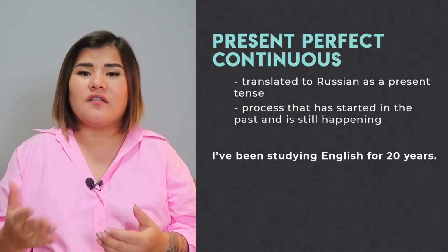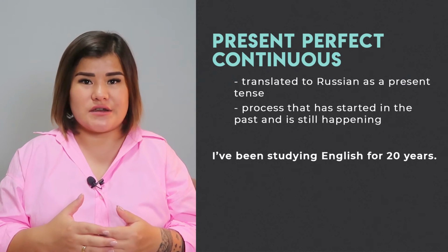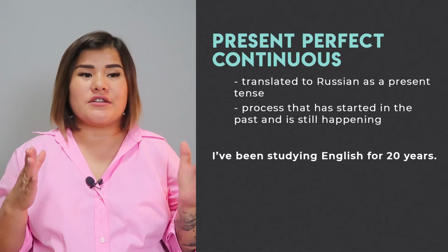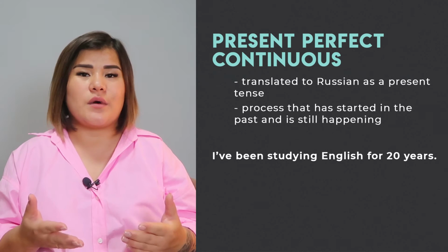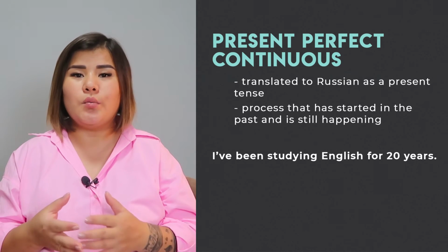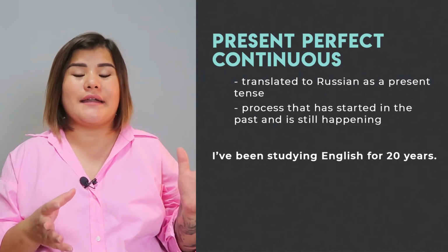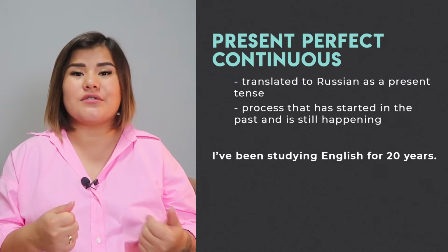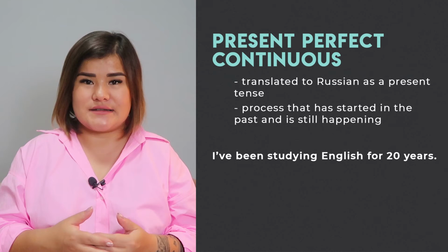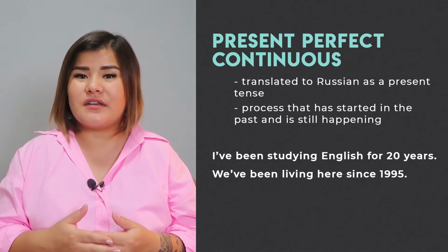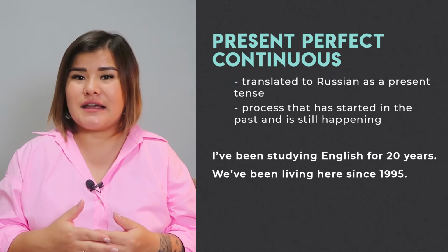For example, I've been studying English for 20 years. So the duration of my study is 20 years, but I'm still studying. That's why I'm talking about the whole process as one, as a whole, and using present perfect continuous because it is connecting the past and the present. The same thing, we've been living here since 1995.